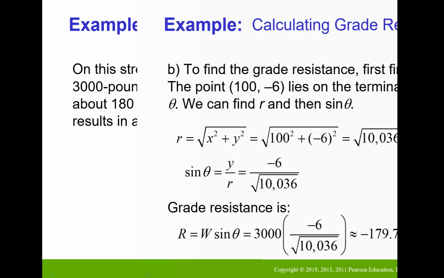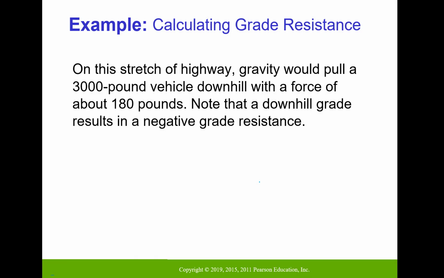179.7 pounds. So basically what that's saying is that gravity will be pulling that 3,000 pound vehicle downhill with that amount of force, about a 180 pound force. And so the downhill grade is going to give you negative resistance because it's pulling it downhill.